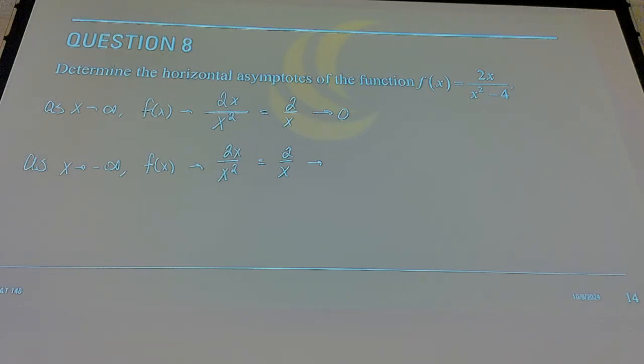Let's start listing out values. 2 over negative 10. 2 over negative 100. 2 over negative 1,000. 2 over negative 10,000. So it tends to 0. That's also tending to 0. We have a single horizontal asymptote at y equals 0.